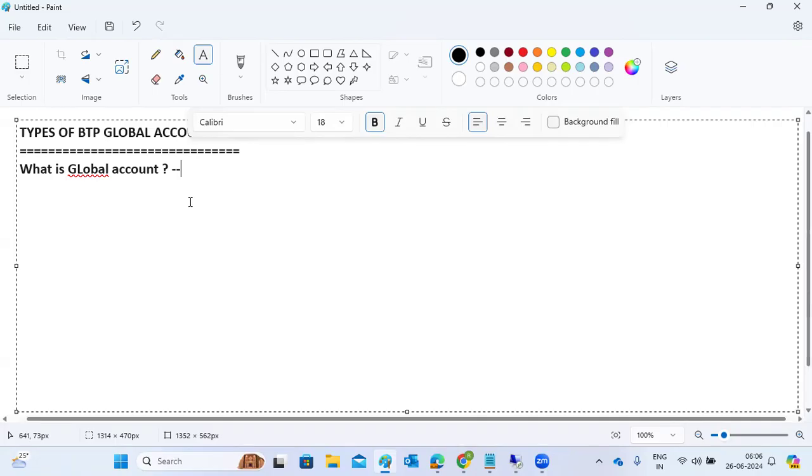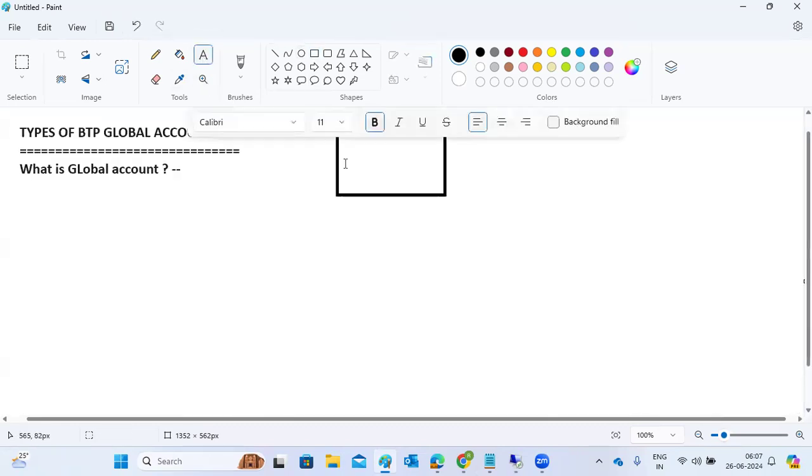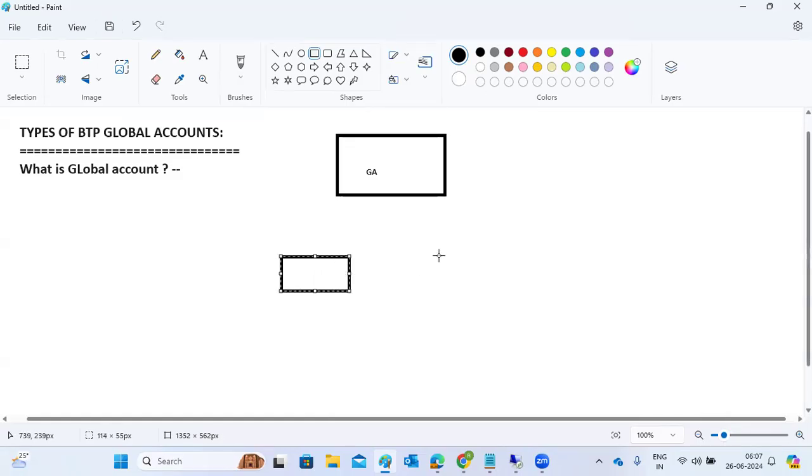There are two types of global accounts available in SAP. When you contract with SAP, depending upon our contract, we can get the respective global account from SAP.